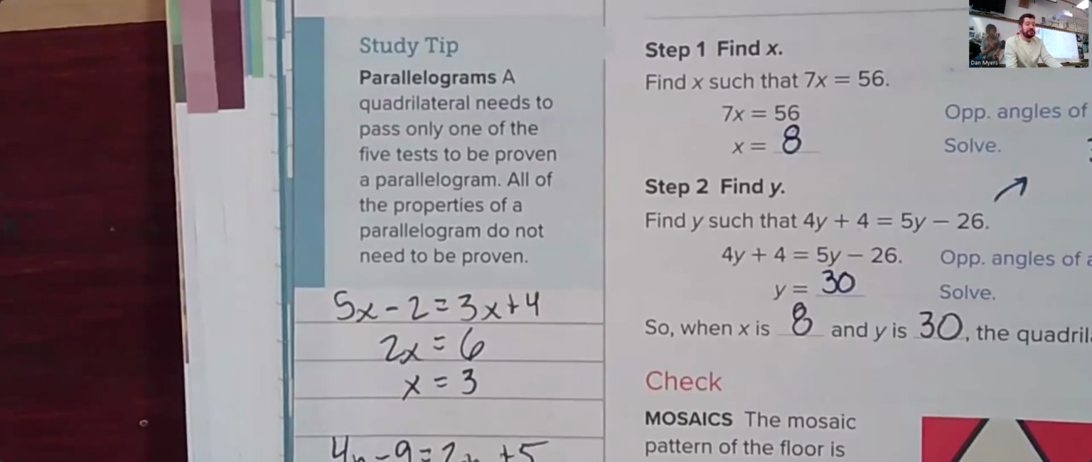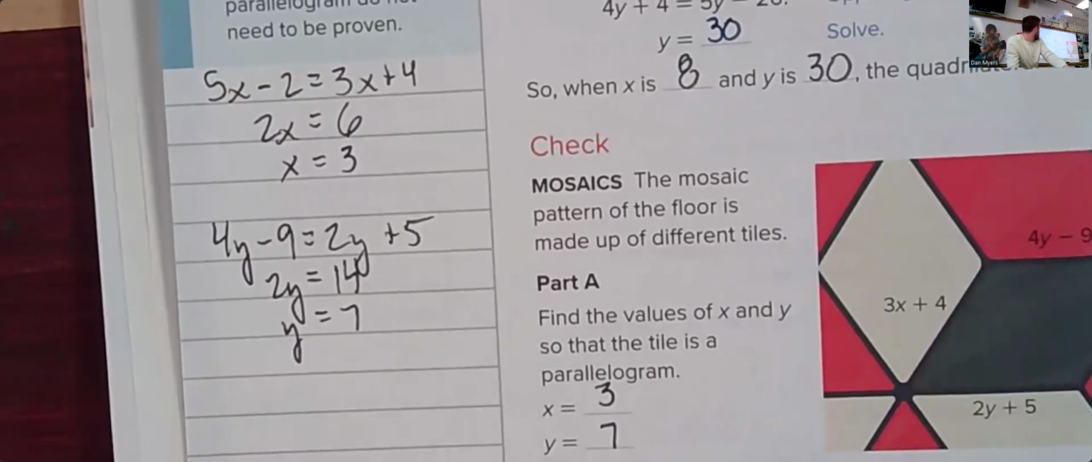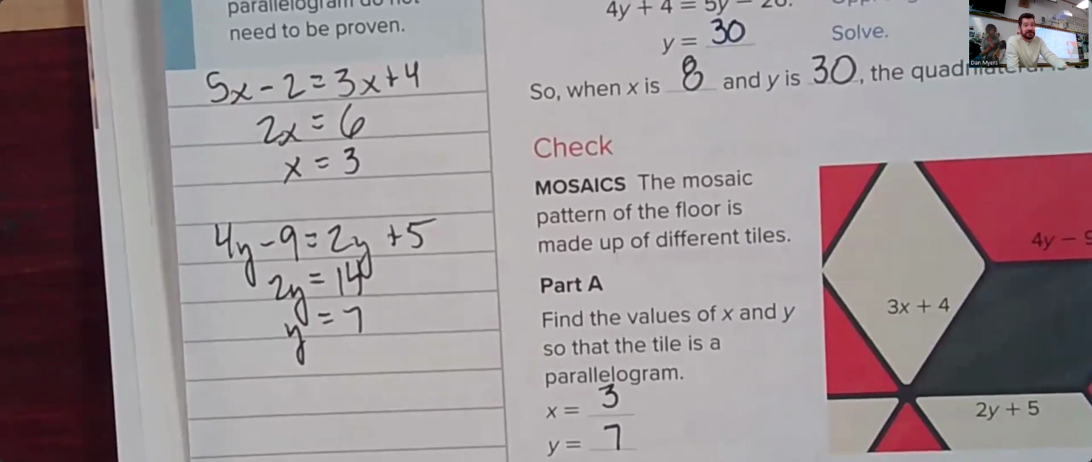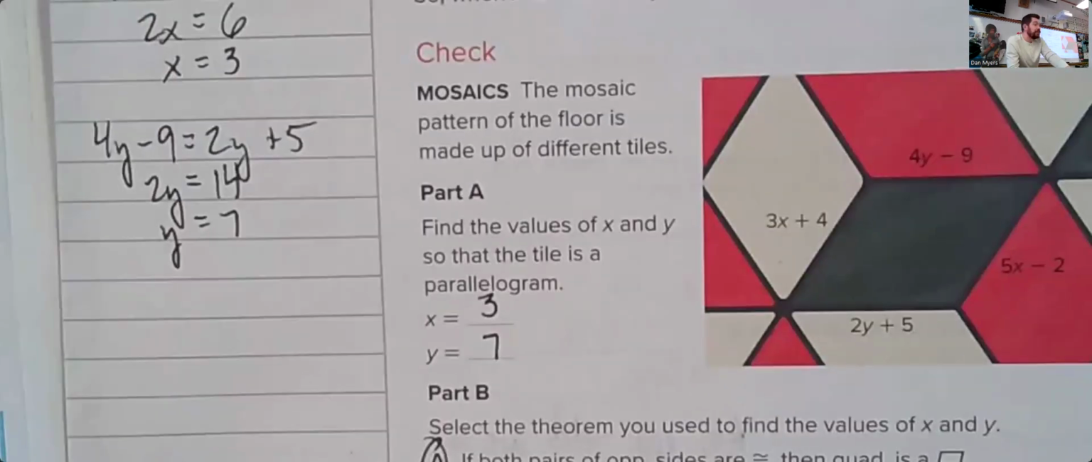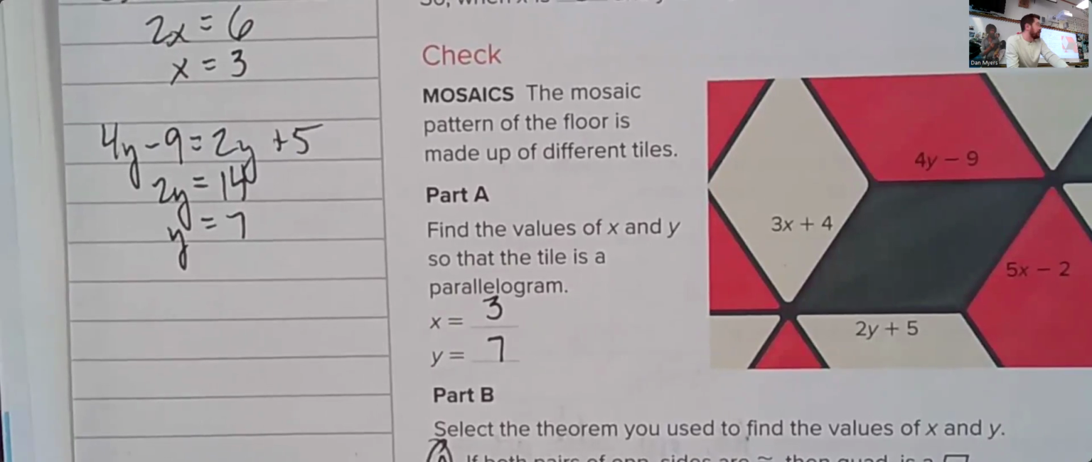What does y equal? 7, yeah. 4y minus 9 equals 2y plus 5. Subtract 2y from each side, you get 2y on the left. Add 9 to both sides, you get 14 on the other side. Divide by 2. 14 divided by 2, y equals 7. So, x is 3, y is 7. These problems are basically what we did yesterday.